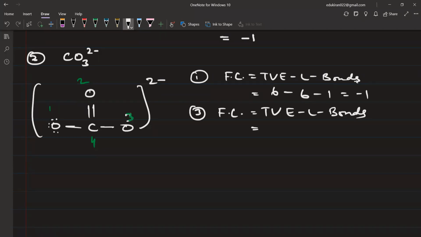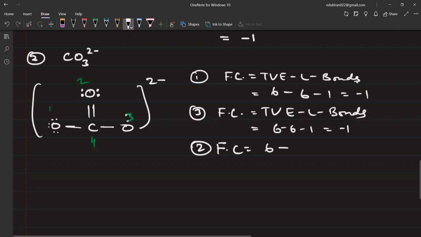I mean there should be no change here. 6 minus 6 minus 1, yeah, 6 minus 1, minus 1. Second, if we look at the formal charge, then it will be 6 minus the number of lone pairs. How many non-bonding electrons are there? How many non-bonded electrons are there, Iram? 4. Okay, 4 minus 2, right? How much will this become? 0.